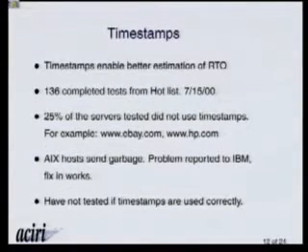Timestamps. Timestamps enable TCPs to better estimate the retransmission timeout value, and this is essential to improve TCP's performance. We used about 136 tests from the hot list, and we found that 25% of the servers do not use timestamps. There are some notables in this list, for example, eBay.com, HP.com. We also found that IBM hosts, under certain circumstances, AIX hosts, send garbage in the timestamp option. We reported this problem to IBM, and the fix is in the works. They said that they couldn't do it before the Olympics was over, so hopefully they are going to do it now.